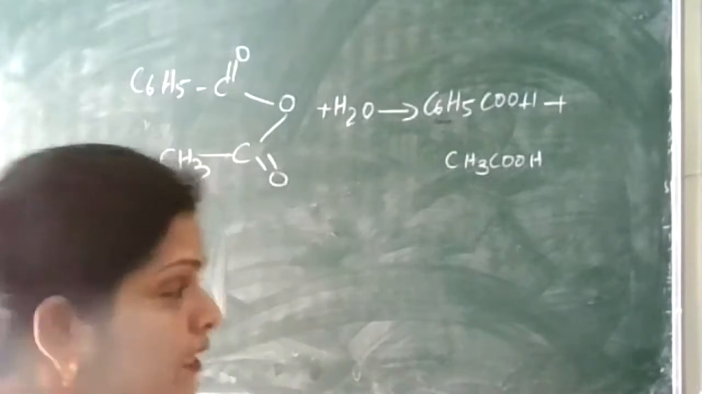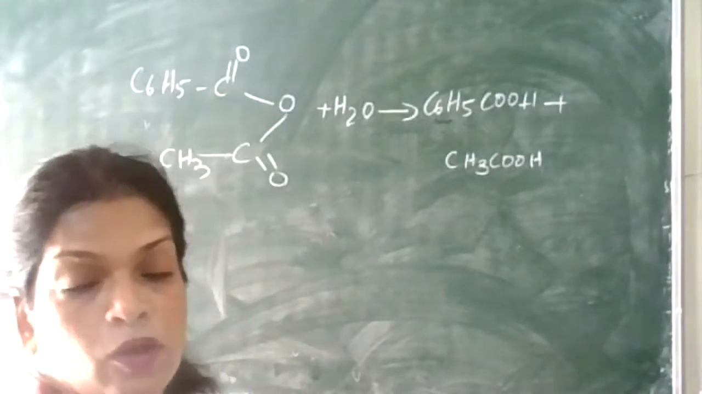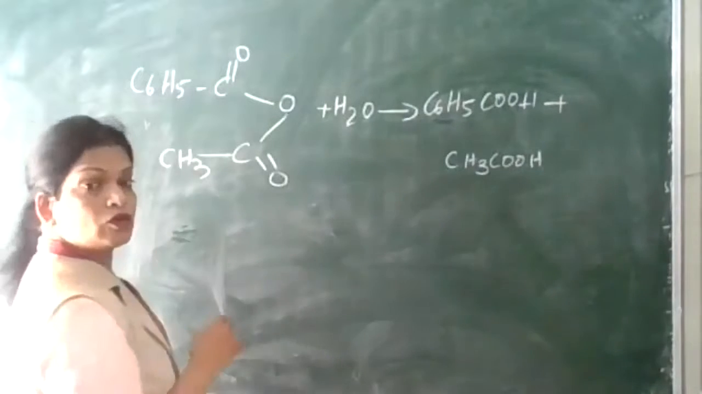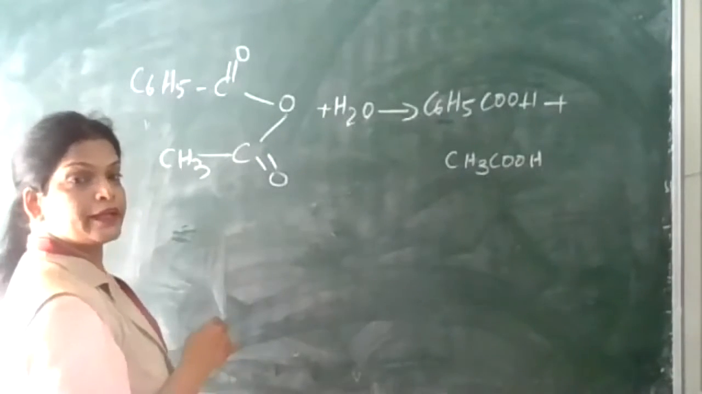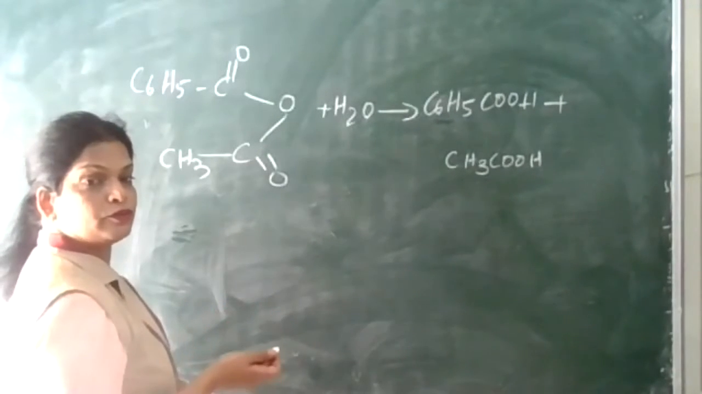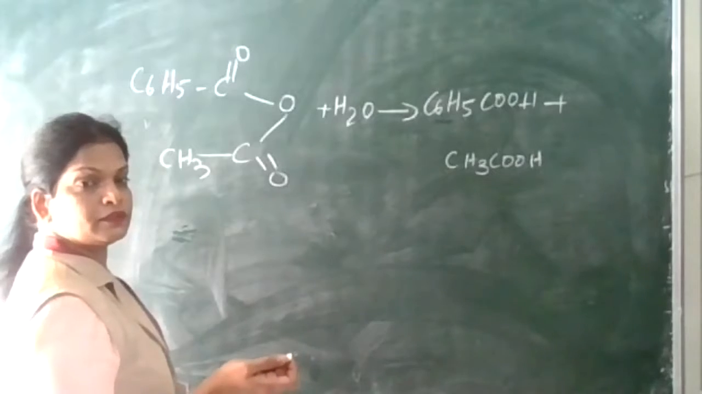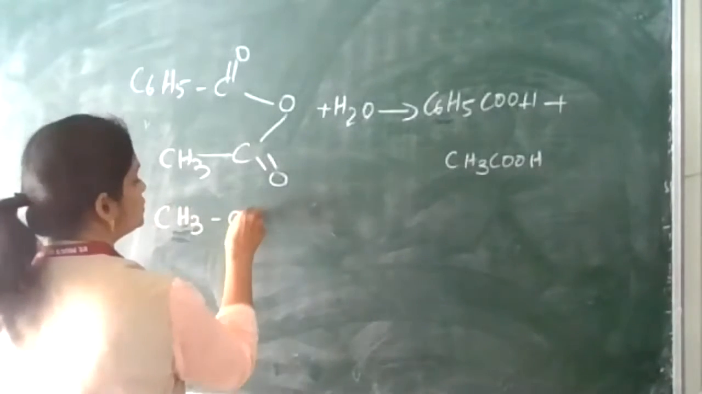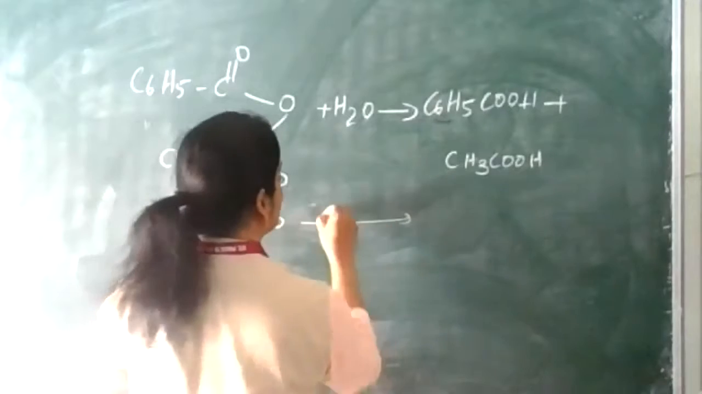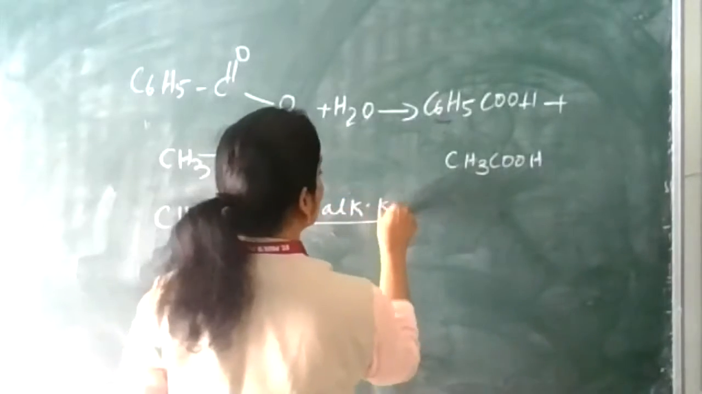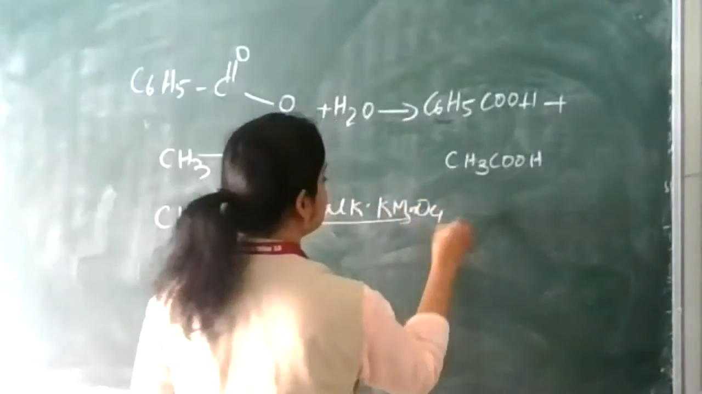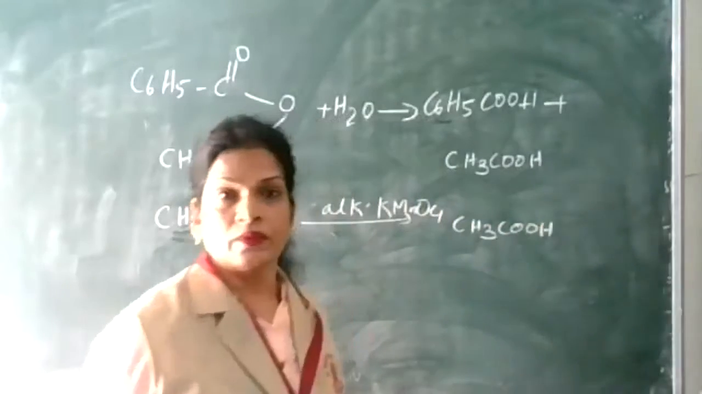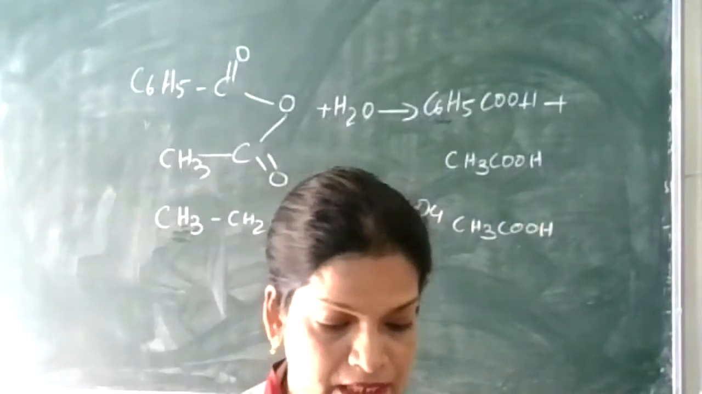Next is from alcohol. Oxidation with the strong oxidizing agents like alkaline KMnO4, acidic KMnO4, alkaline K2Cr2O7, acidic K2Cr2O7. So CH3CH2OH, with a strong oxidizing agent, will give you CH3COOH. You'll be getting carboxylic acid.